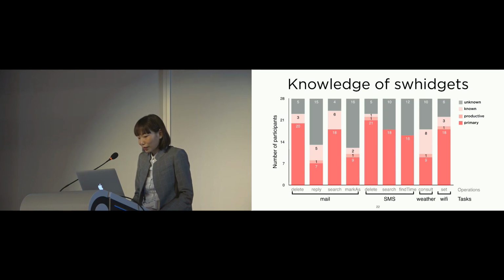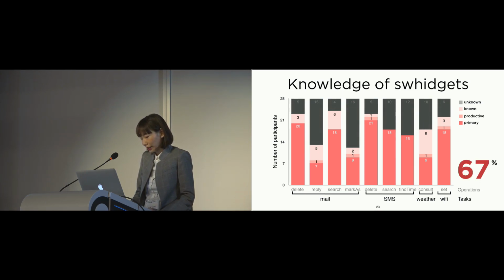This is the distribution chart of the 4 degrees of knowledge that I mentioned before for Swhidgets. Participants were aware of the Swhidget in 67% of the trials, but the comparison between the 2 columns on the left shows that awareness again depends a lot on the Swhidget. The dark pink is for primary use, which makes up most of the pinkish area. It shows that participants aware of a Swhidget tend to use it first.